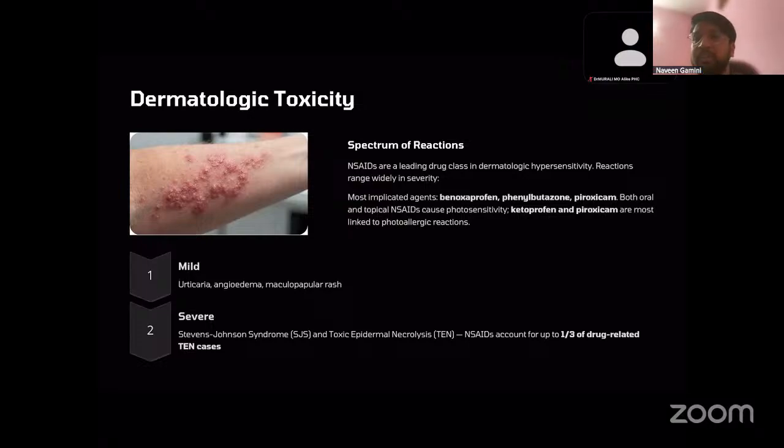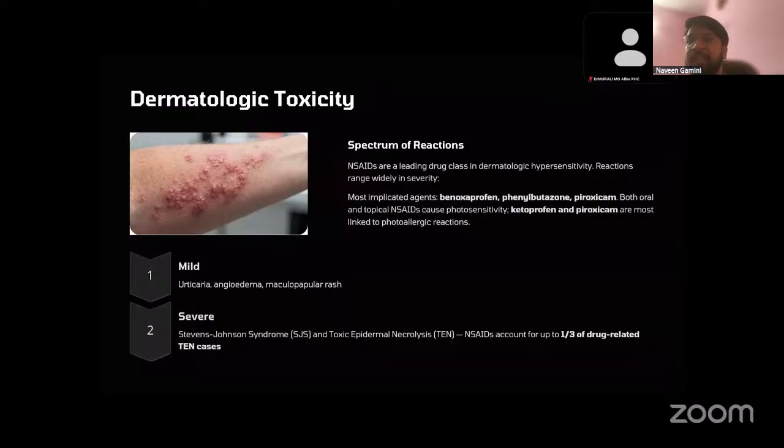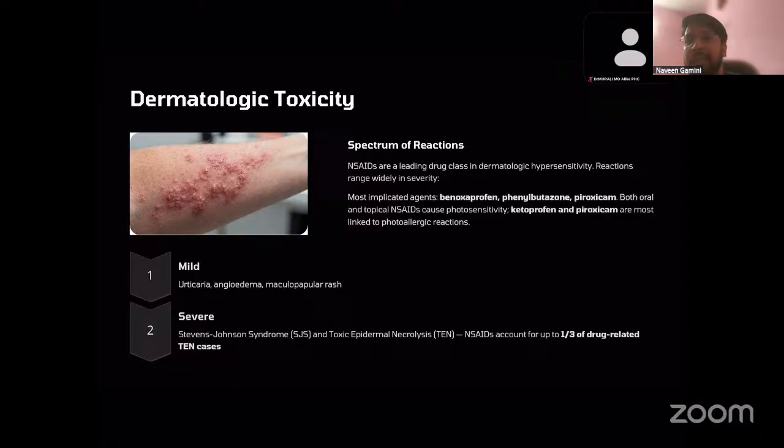Next, coming to dermatological toxicity. Here there is a spectrum of reactions, ranging from a simple hypersensitivity reaction to SJS and TEN. The most implicated NSAIDs are phenylbutazone and piroxicam. Both oral and topical NSAIDs can cause photosensitivity, whereas ketoprofen and piroxicam are linked to photoallergic reactions. So there is something called photosensitivity and also something called a photoallergic reaction. Piroxicam causes both.